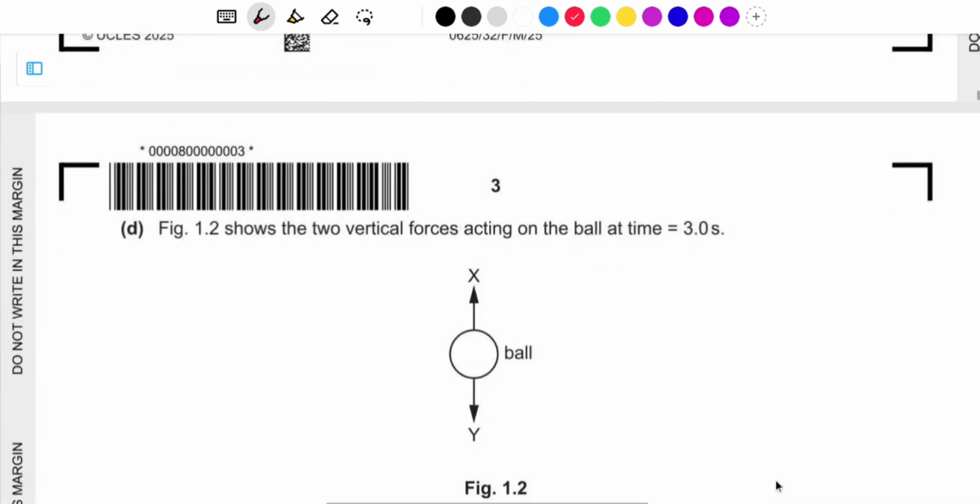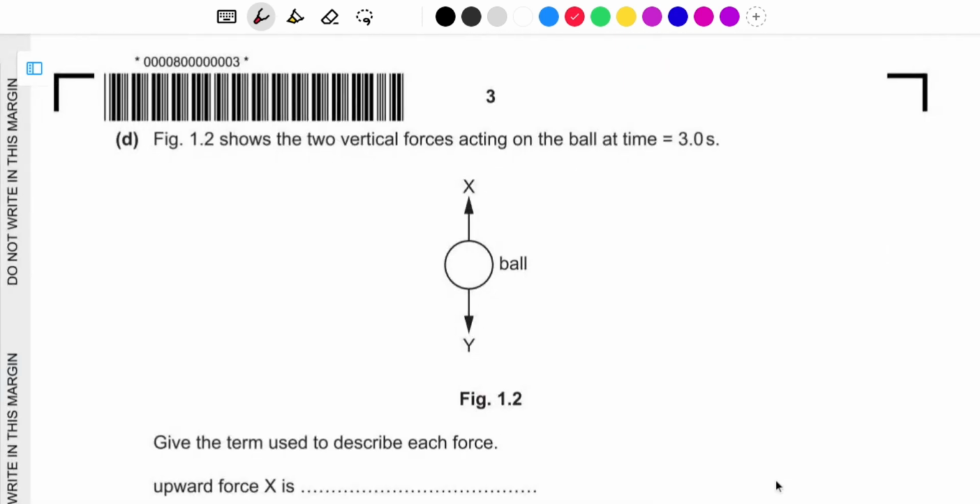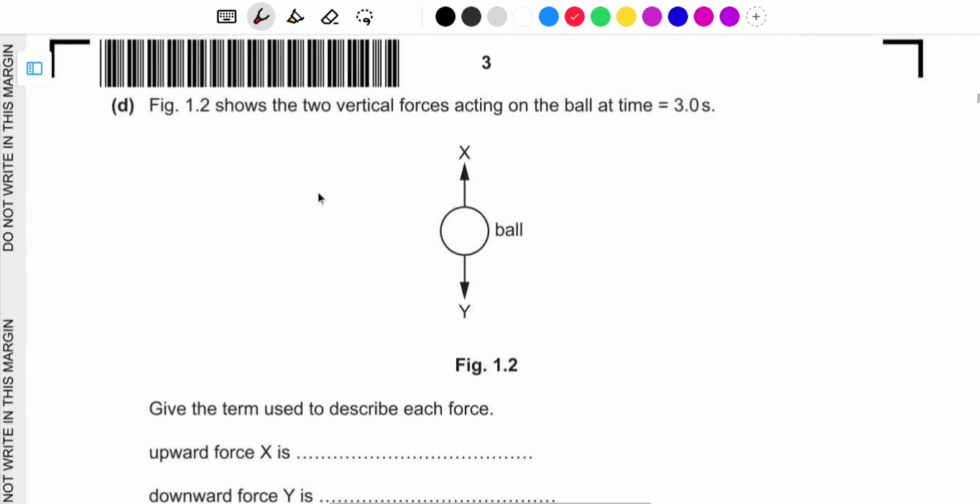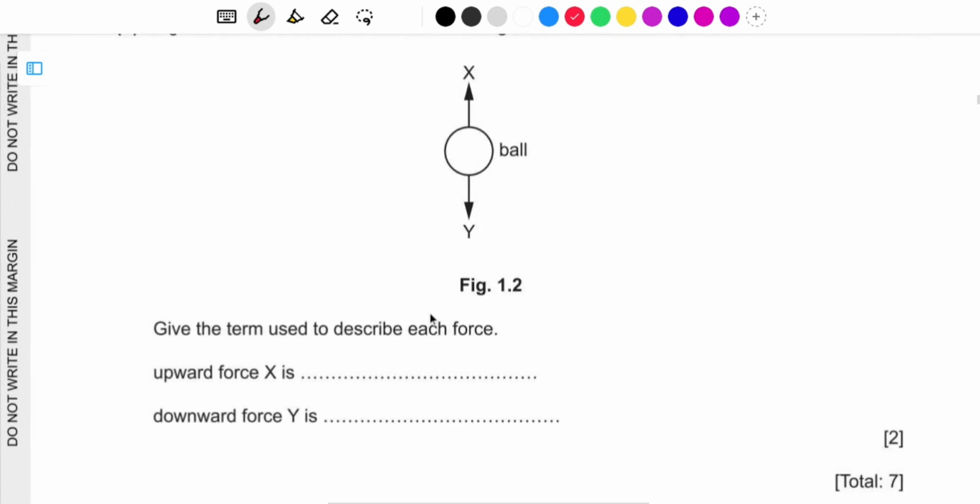Okay. Question D. Figure 1.2 shows two vertical forces acting on the ball at time t equal to 3 seconds. So we have the ball, we have force X and force Y. Force X is acting upward, force Y is acting downward. Give the term used to describe each force.